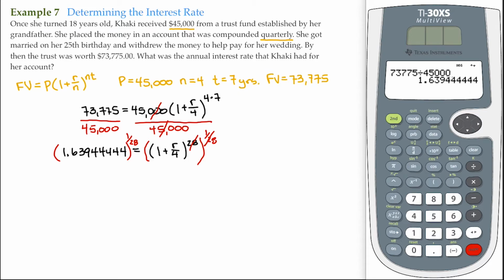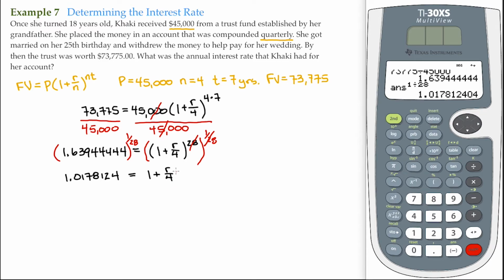So I already have it in my calculator here. So I'm just going to go to my caret key. And as you can see, the ANS, that's this answer right here. I'm going to raise that to the 1 divided by 28, which is the 1/28th power, and hit enter. So that gives us 1.0178124. That's going to be equal to 1 plus r over 4.